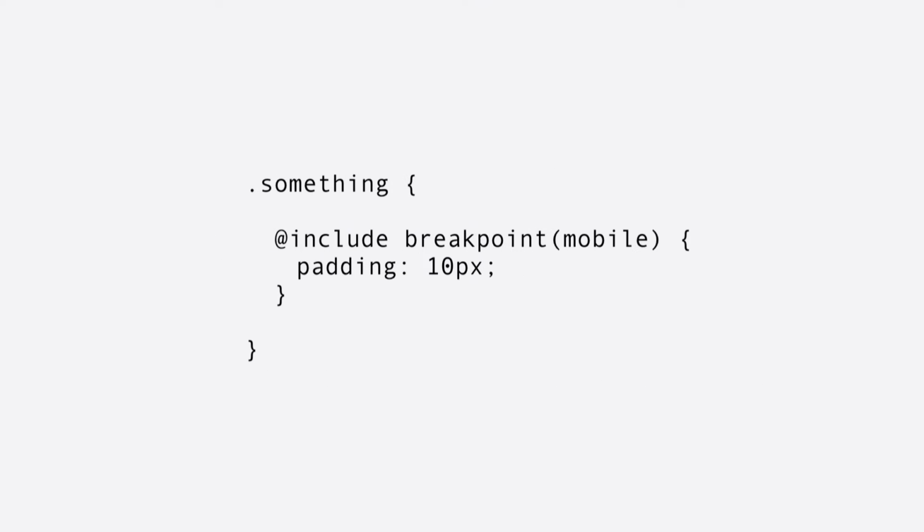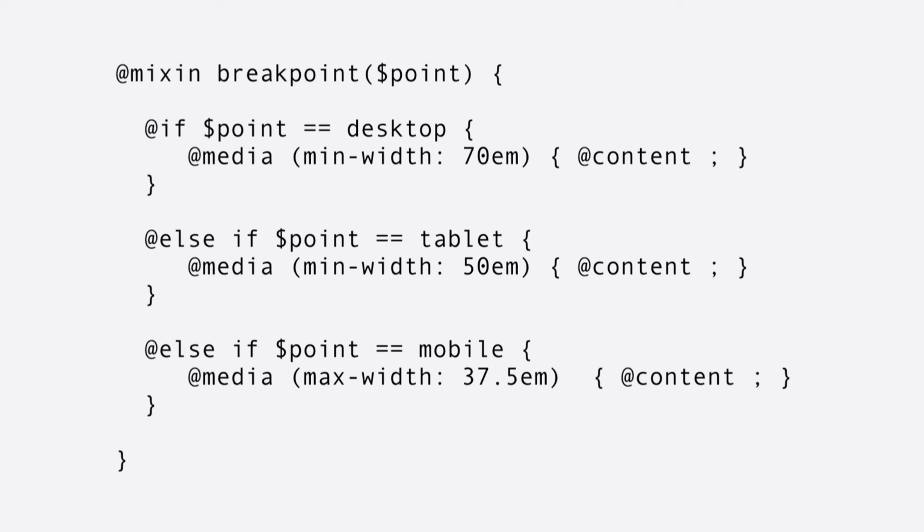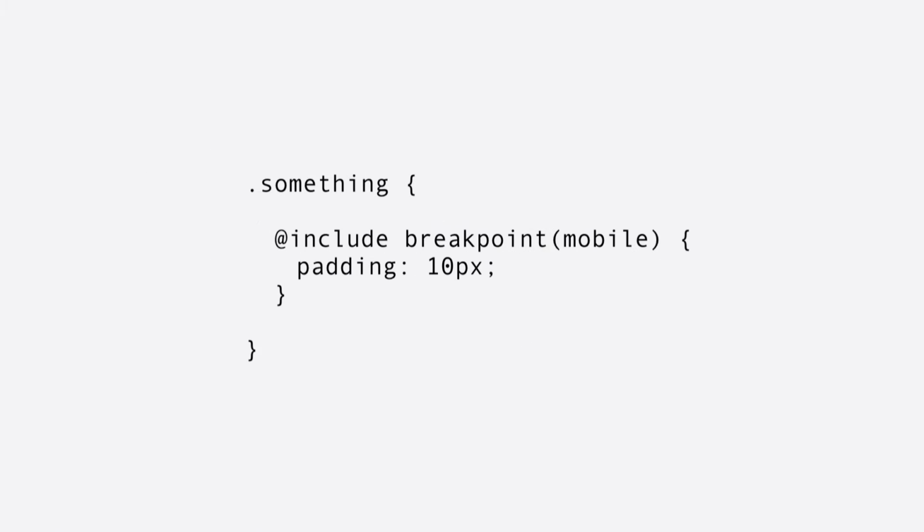So for example, if I had an element of class something, I can include that breakpoint at the mobile level, at the mobile variable, add in padding 10 pixels, and that will generate a media query that I need at that particular measurement that I have here in this mixin, and add that padding 10 pixels as the content. So why is this helpful?